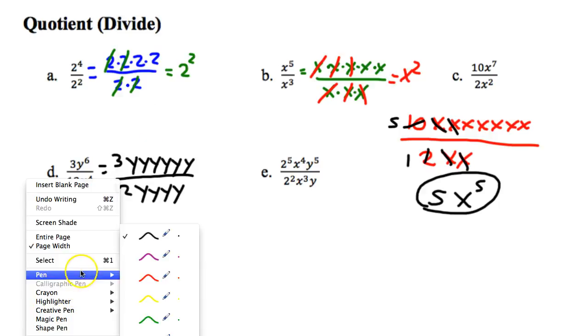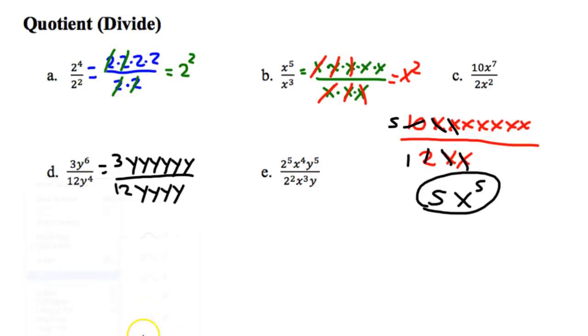All right, let's simplify this thing. So 3 and 12. 3 can be divided into both of those. So 3 divided by 3 is 1. 12 divided by 3 is 4. So that simplifies to 1/4.